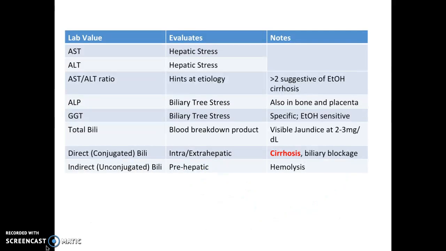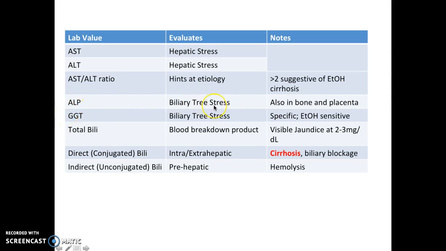So when you're trying to diagnose hepatitis, an LFT or a liver function test is really important because we can look at markers for hepatic stress. So those are your transaminases like AST or ALT. One thing that we'll point to in etiology is the AST to ALT ratio, because if it's greater than 2, it suggests that it might be due to alcoholic cirrhosis as opposed to a viral based cirrhosis.